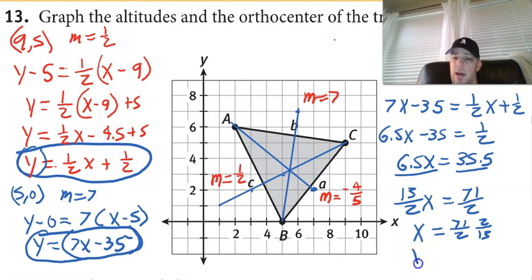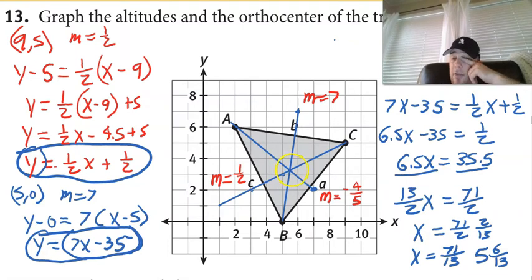So you get x equals 71/13 as an improper fraction. If you write it as a mixed number, that's going to be 5 6/13. So 5 6/13, for our x value, that does look right. 6/13 is not quite half of another unit right there. So our x coordinate does look accurate.